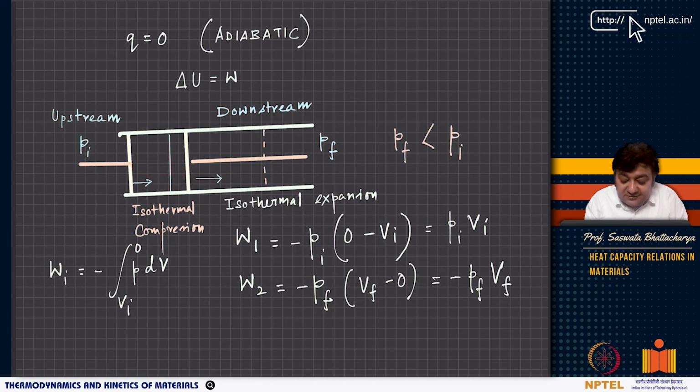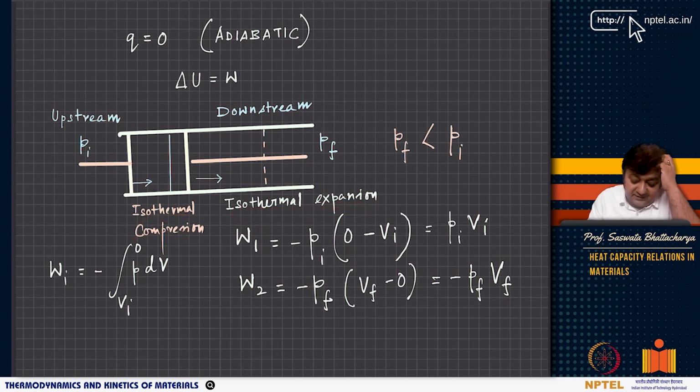Now downstream you are basically expanding it, right? You are just moving the piston away, and the gas is allowed to expand. So Pf is in general always less than Pi, right? So Pf is less than Pi, and you have isothermal compression here, and you have isothermal expansion here.